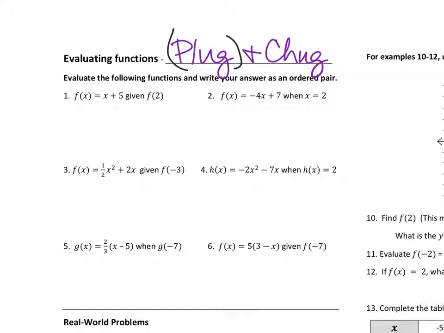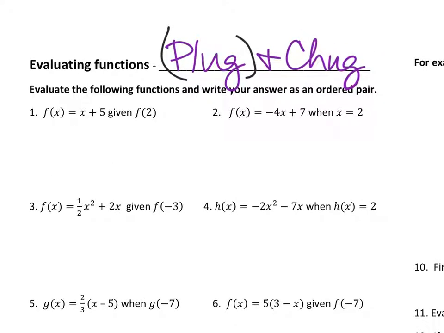It asks us to evaluate the following and write our answer as an ordered pair. So let me show you how this works. For number 1, f of x is equal to x plus 5, and we want to evaluate it given f of 2. So I write that down. F of 2 is equal to, but now what am I plugging in instead of an x? A 2. So I like to use parentheses when I'm plugging stuff in just to be sure I'm right.